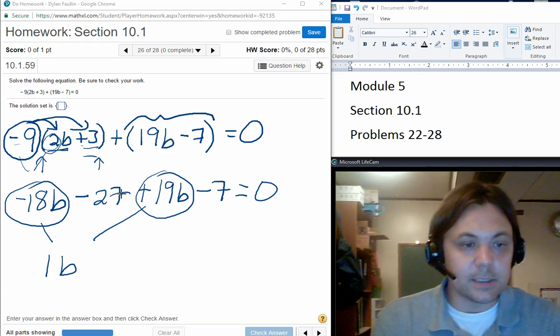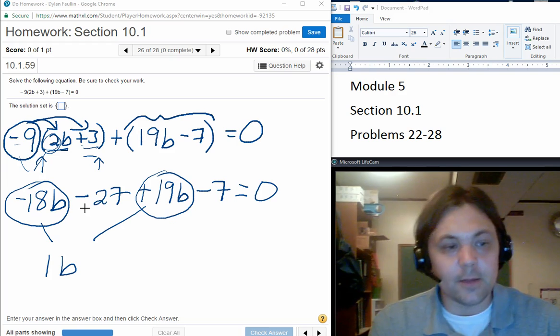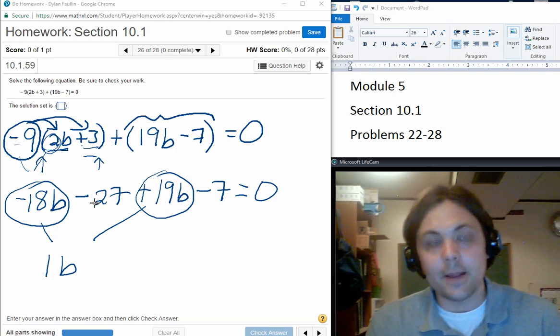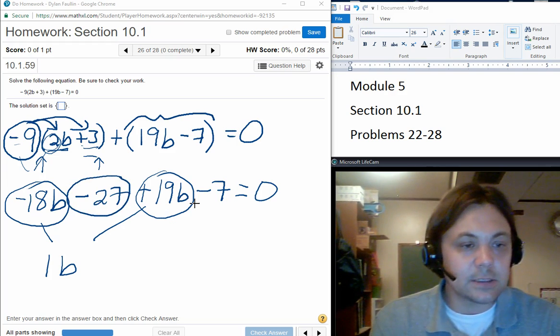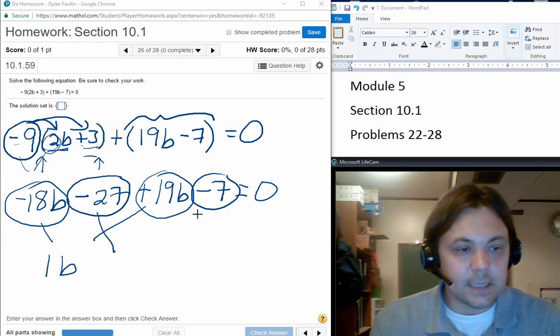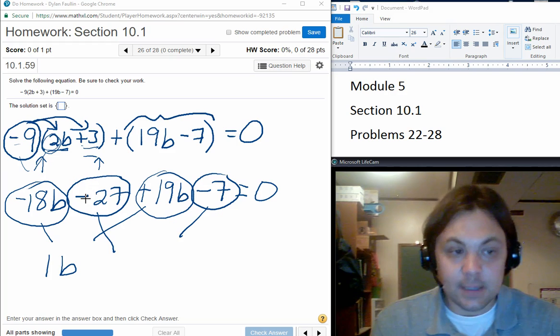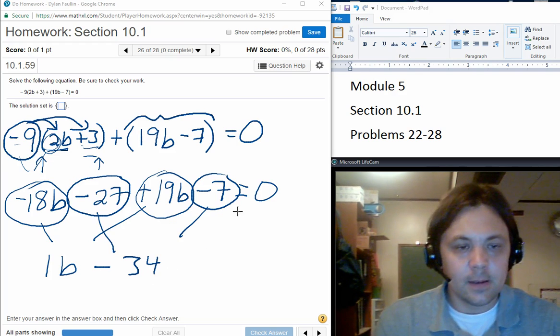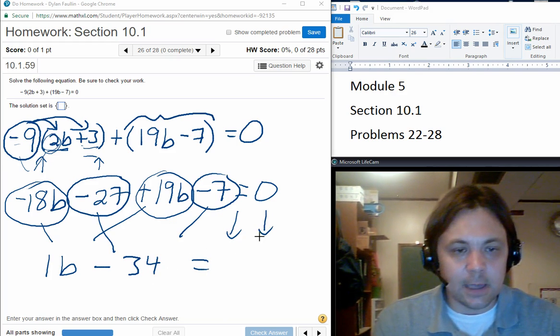Same thing with the numbers here. Even though they seem separated from one another, they're already together on the left-hand side of the equation. I can just combine them together as if there's nothing in between them. -27 minus 7, again, this one's negative and this one's negative, so be careful about that. It's going to be minus 34. And then I'm just going to copy down the equals, copy down the 0.